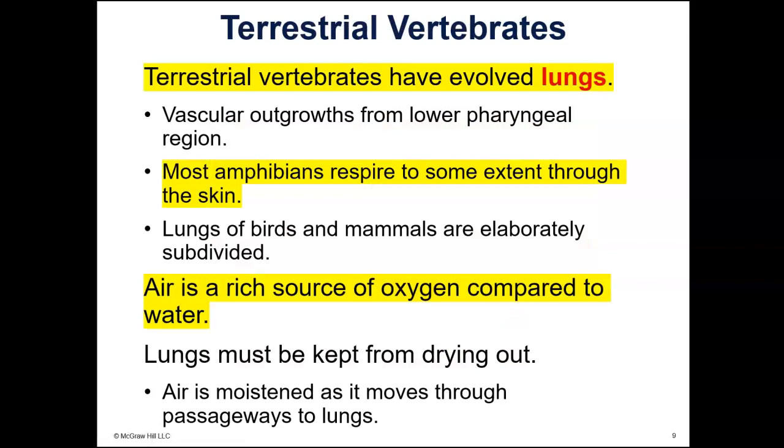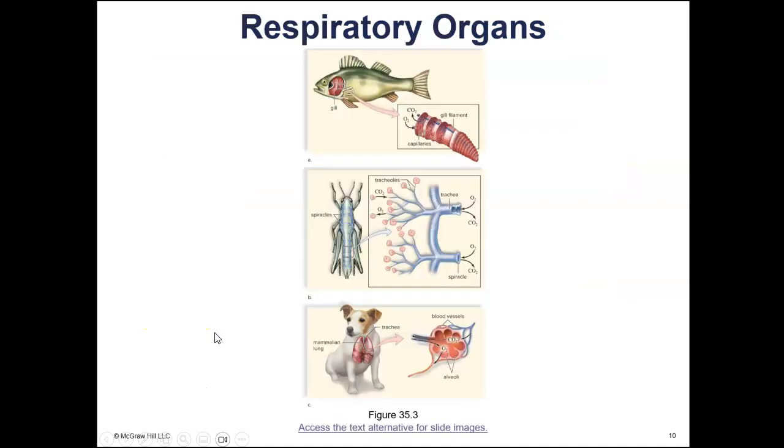Now, terrestrial vertebrates, which include humans, have evolved lungs. Most amphibians respire to some extent through the skin because their lungs are so small and inefficient. So they use their skin also, and that is why their skin has to be moist. It's because that respiration membrane has to be moist. And air is a rich source of oxygen compared to the water. There's 20% of the gases in our air is oxygen.